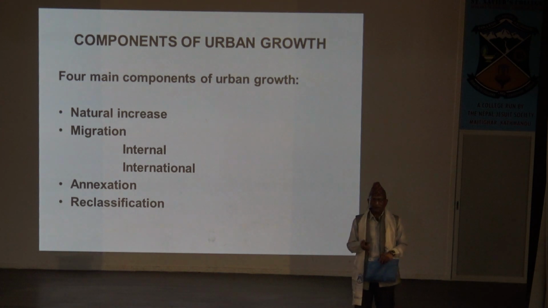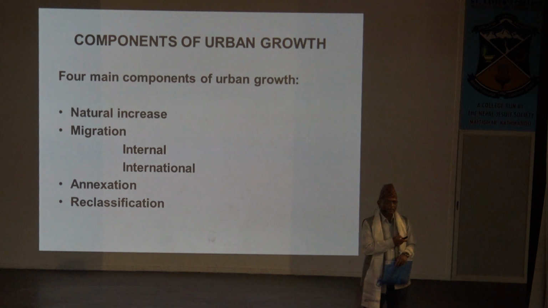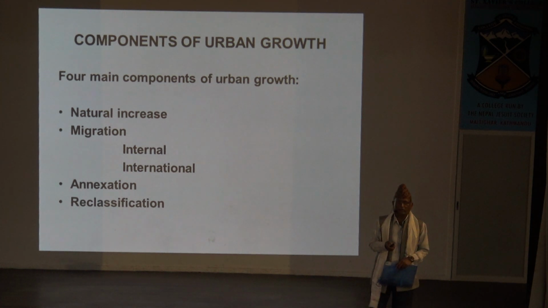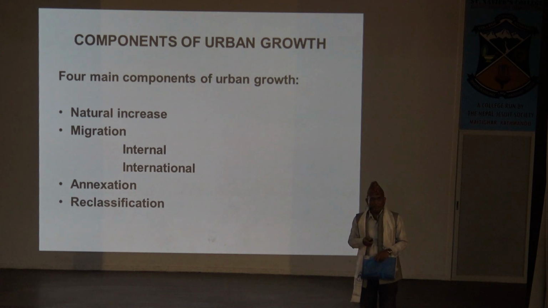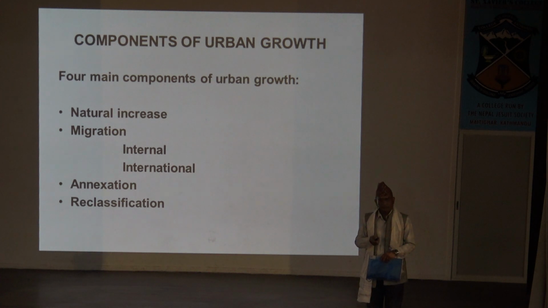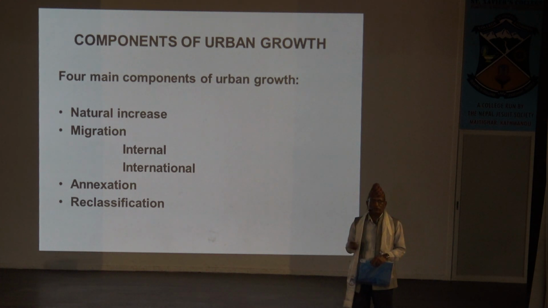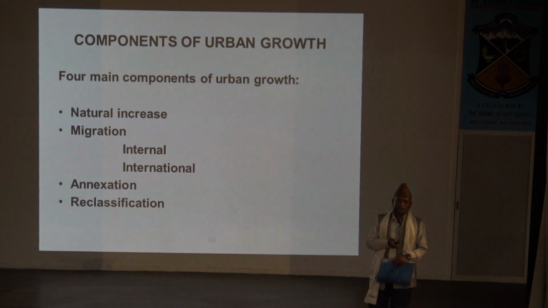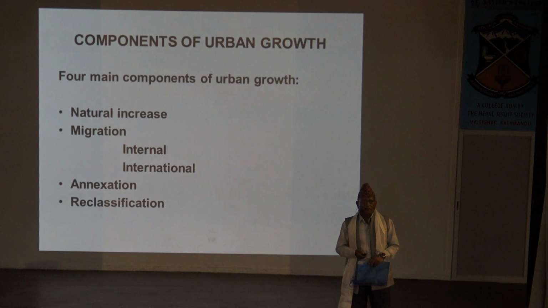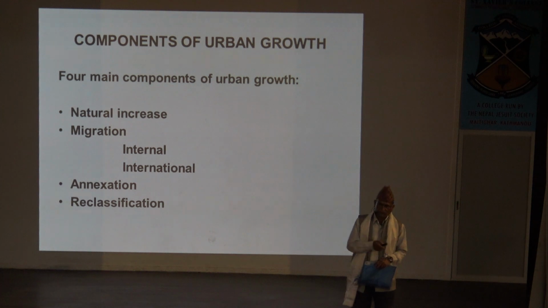For example, Kathmandu as we know it today, the Kalimati areas, the Chhauni areas were not part of Kathmandu metropolitan earlier. That was annexed in 1981. So that happens to many areas. Today's scenario in Nepal is there are so many areas included within the existing urban areas, and also, the last one is reclassification. Government decides to reclassify rural areas into urban areas.